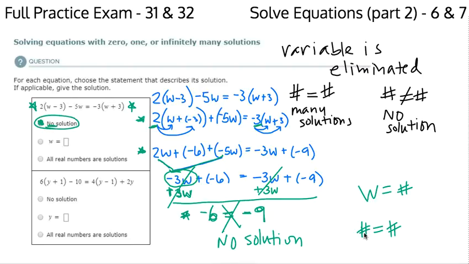If I got a number equaling itself, that means it's always going to equal. No matter what number you pick, you'll always have the left side equal the right side, no matter what number. That would be all real numbers. Okay, so you have to solve that big equation first and then decide what type of answer you'll get.